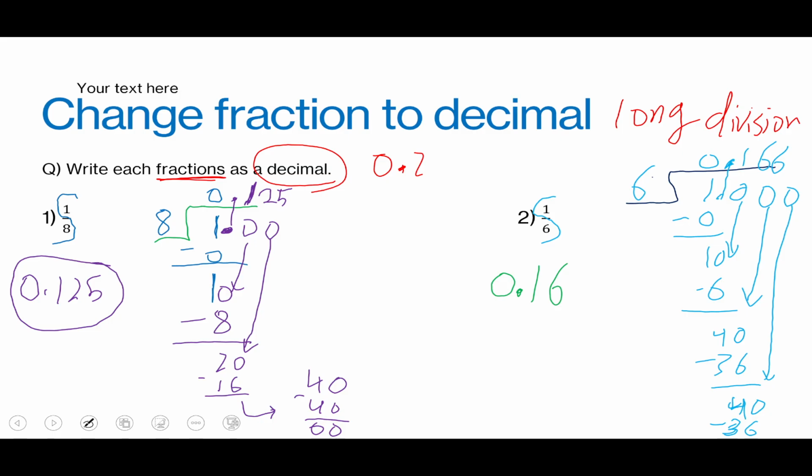So what number is repeating in here? 6. So instead of writing 0.166 like this, I will draw a bar over this number which is repeated. Okay, this one is about how we can change a fraction to a decimal.